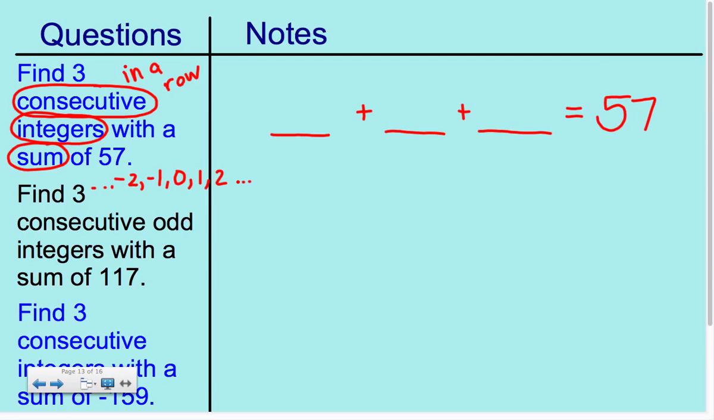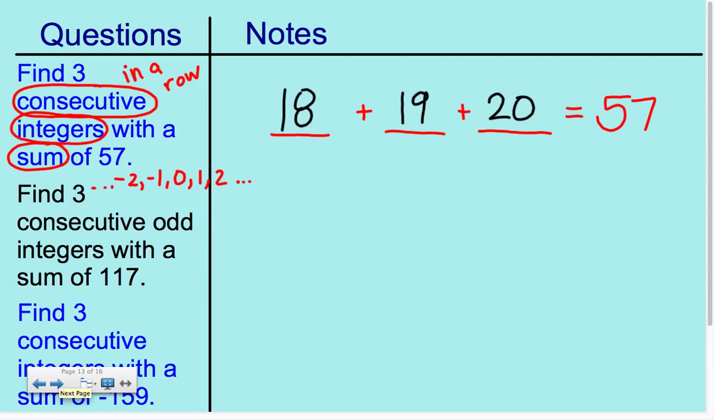I'll try 15 plus 16 plus 17. That gave me 48, so I'm a little short. So I'm going to increase my first number by 1. So let's try 16, 17, and 18. 51, still a little short. 17 plus 18 plus 19. 54, one more. 18 plus 19 plus 20 gave me 57. 18, 19, and 20, total 57, and they're in a row.